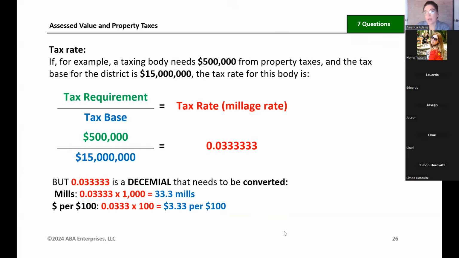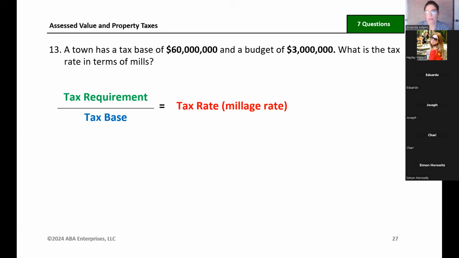All right, you guys ready to practice this? Let's do a couple of practice problems, okay? All right. Number 13. A town has a tax base of $60 million and a budget of $3 million. What is the tax rate in terms of mills?